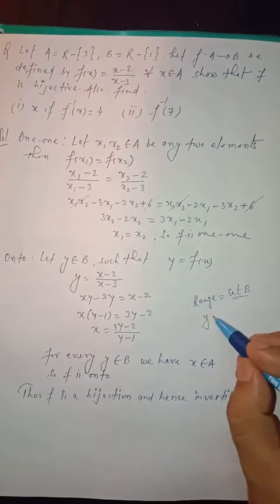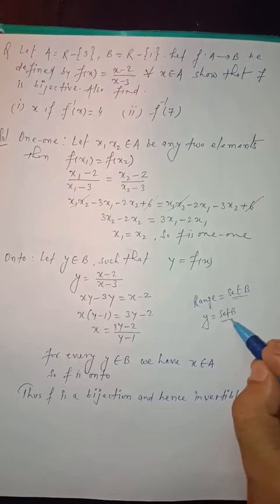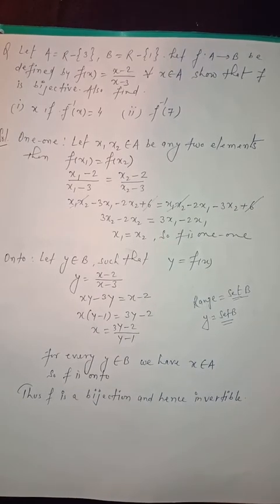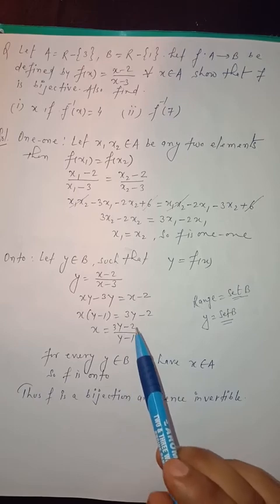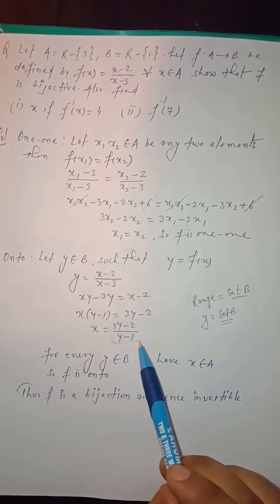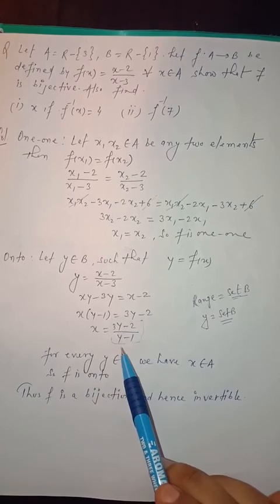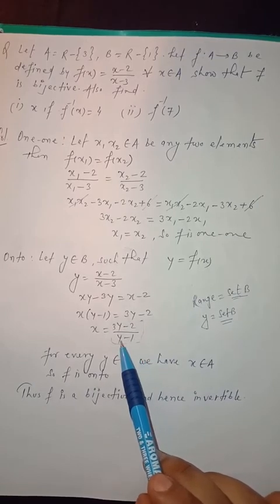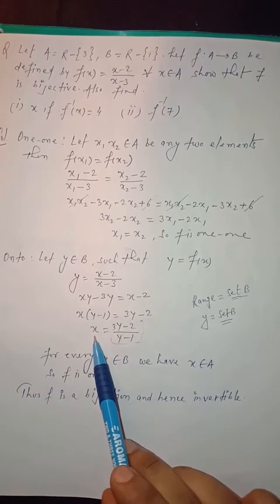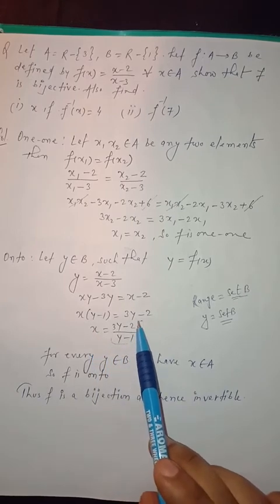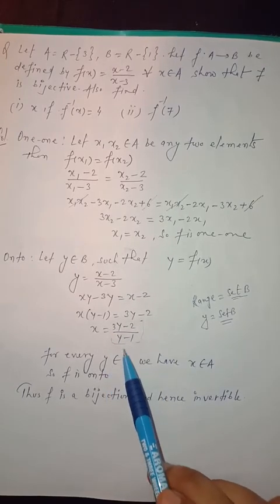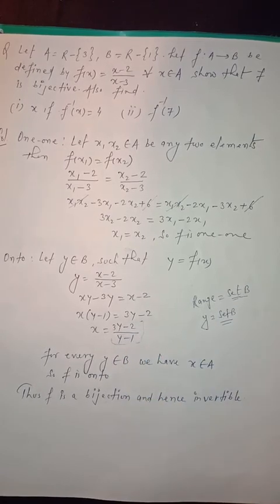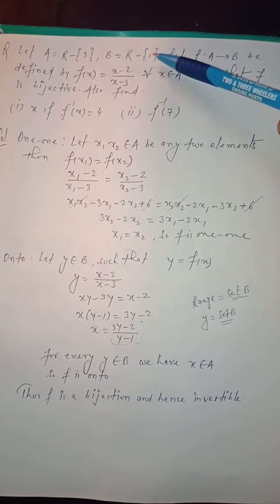So if we are proving that the range y is equal to set B, then it is sufficient to say that this function is onto. Now here this x is (3y - 2)/(y - 1). So if I am asking you what will be the value of y, you may say that y should not be equal to 1, because when y is 1, x is undefined. So for every y belongs to B, it means y belongs to all real numbers except 1.